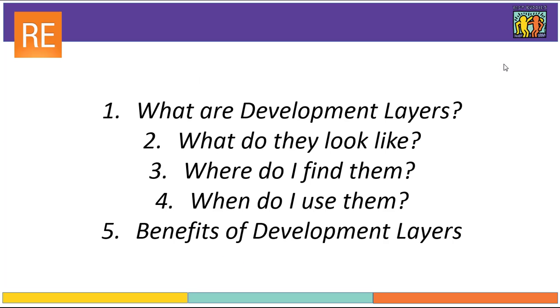That's it for this lesson. We talked about what development layer codes are, what they look like, a series of letters and numbers, where we can find them on the donation transmittal form and in Raiser's Edge, when we use them, anytime we're processing a donation, and the benefits of these development layer codes.